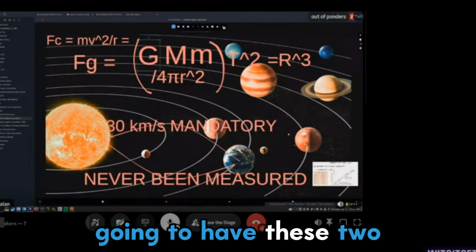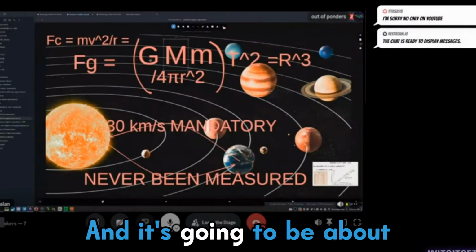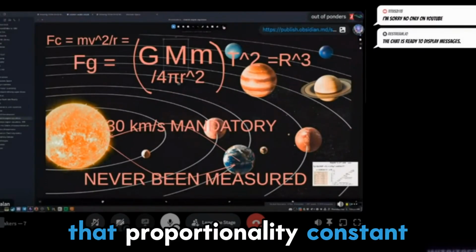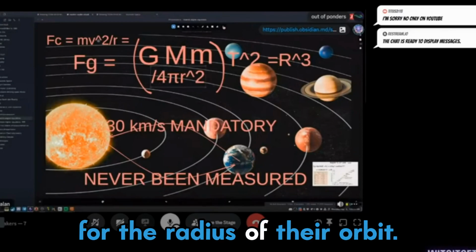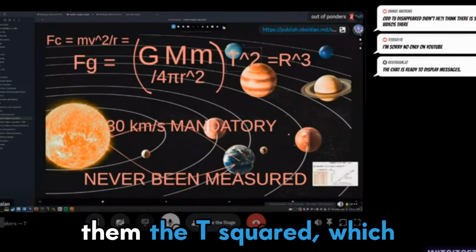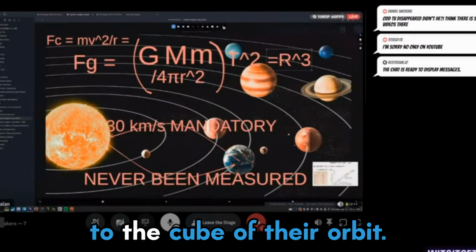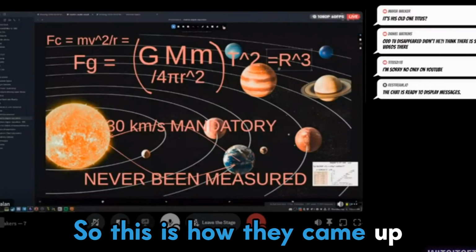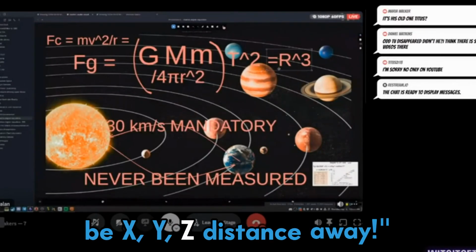And then we're just going to have these two constants, essentially. It's going to be about these two constants over that proportionality constant for the radius of their orbit. And that's going to give them the T squared, which is going to be proportional to the cube of their orbit. So this is how they came up with, oh, the Earth must be XYZ distance away, right?